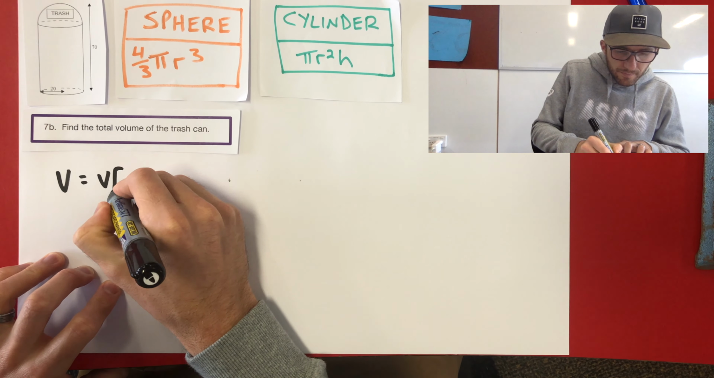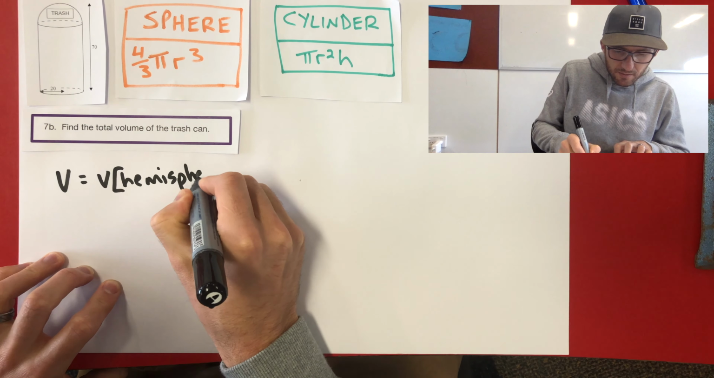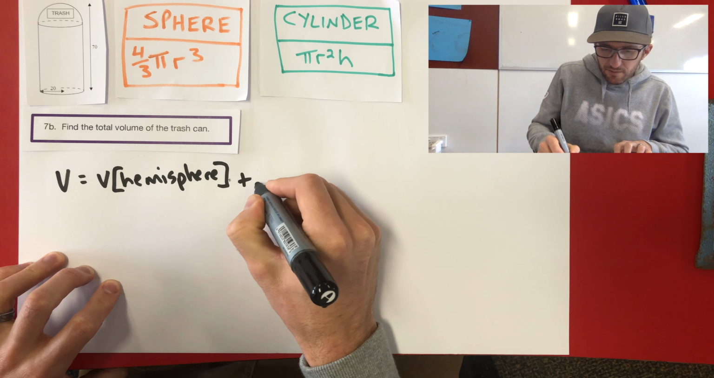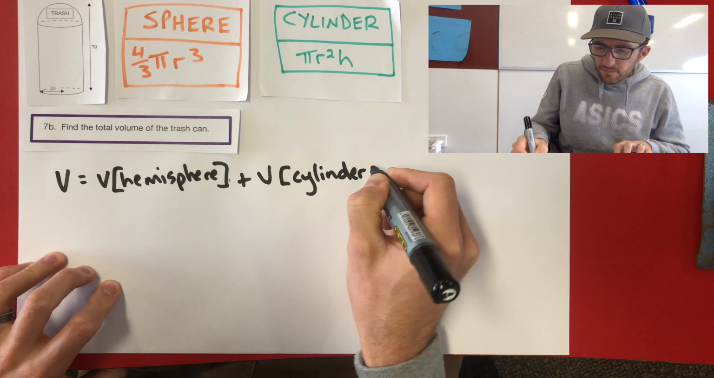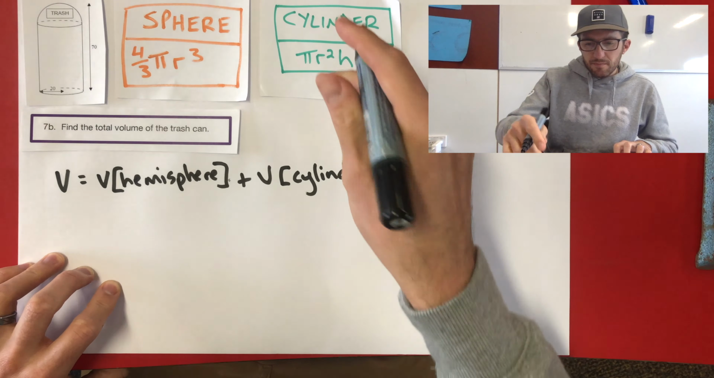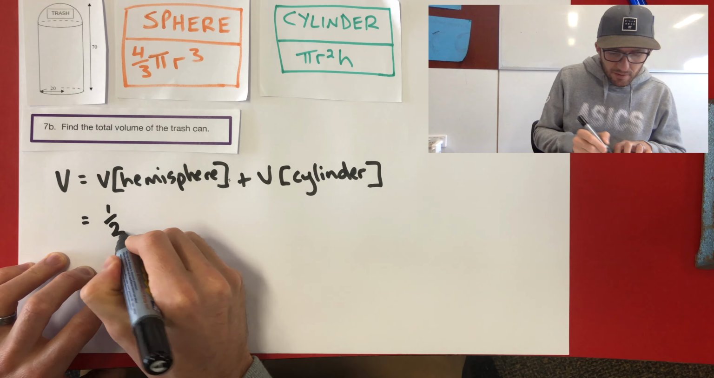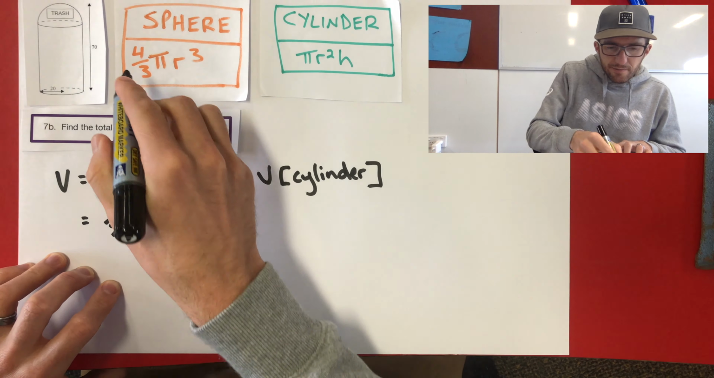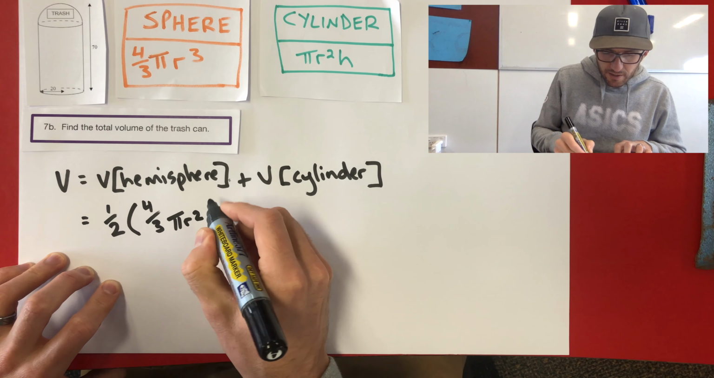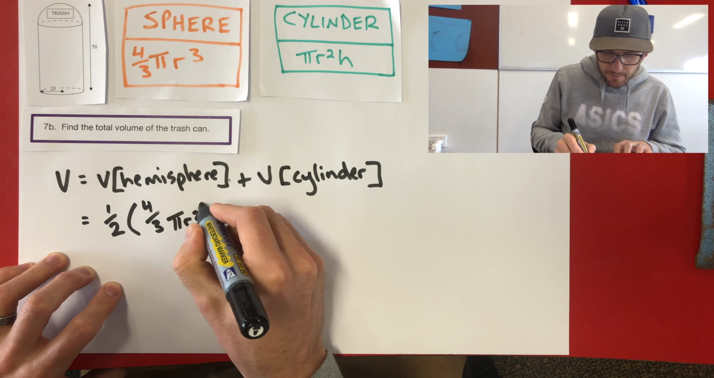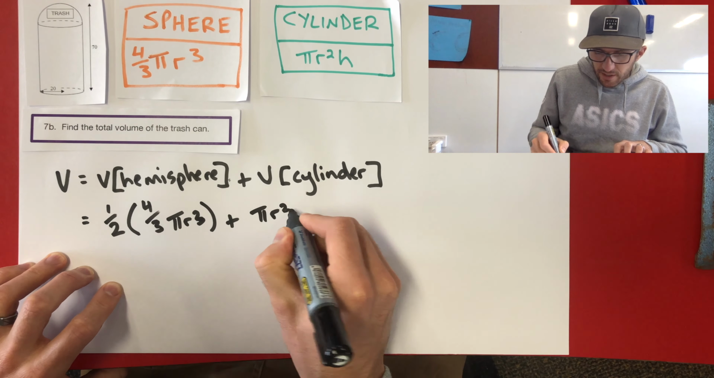When we write this down, the volume of this trash can will equal the volume of a hemisphere plus the volume of a cylinder. Then we just substitute in these formulas up here. For the hemisphere, we're going to halve our sphere formula, so half of 4/3 pi r cubed, plus our cylinder formula, pi r squared h.